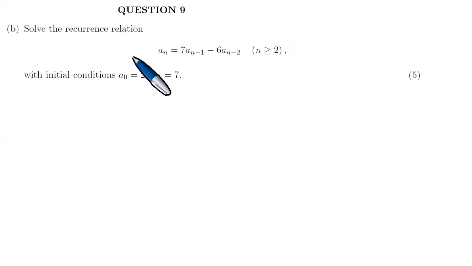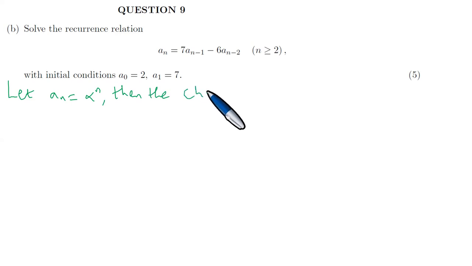Right, using the alpha method, I've made space available. It's not difficult, this one. So what you do is you use the alpha method. What is the alpha method? You let a_n be equal to alpha to the n. That's the method we use. Then the characteristic equation is.